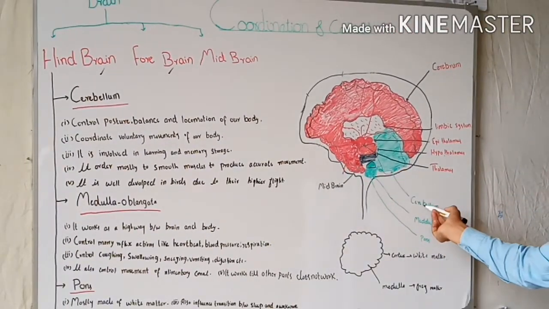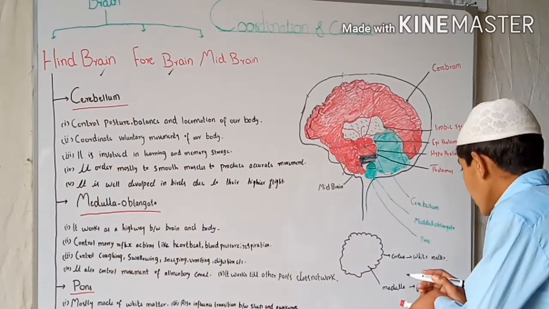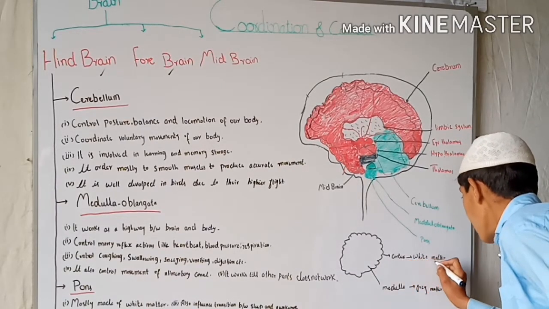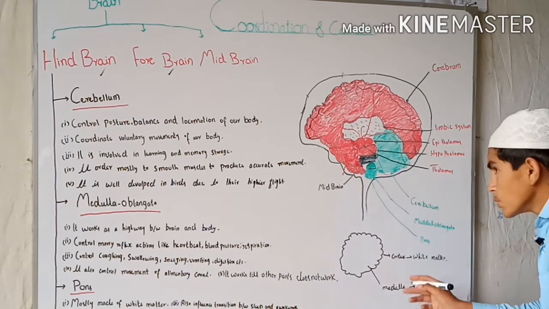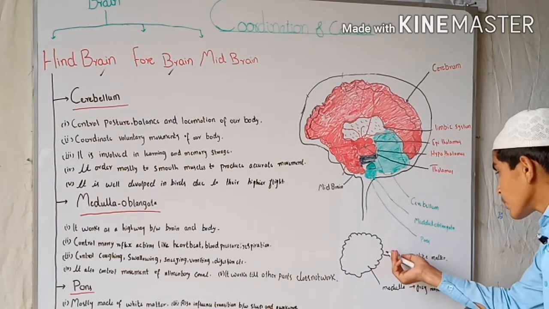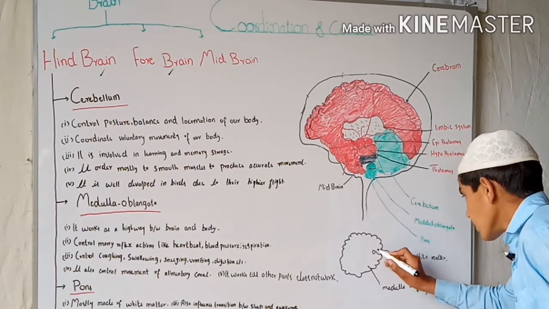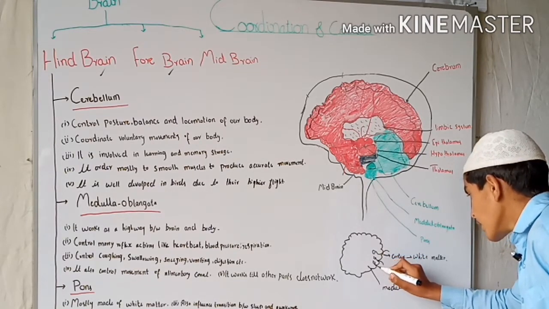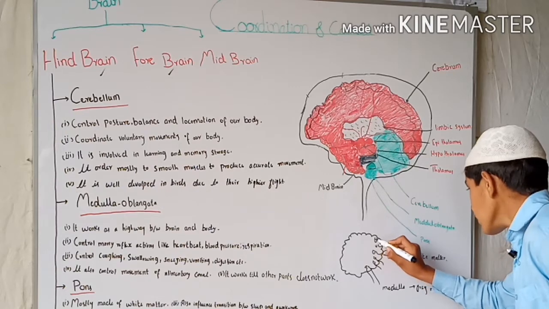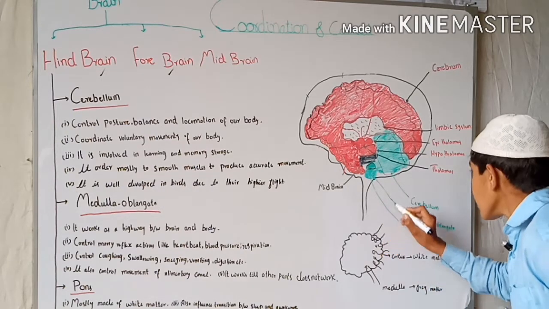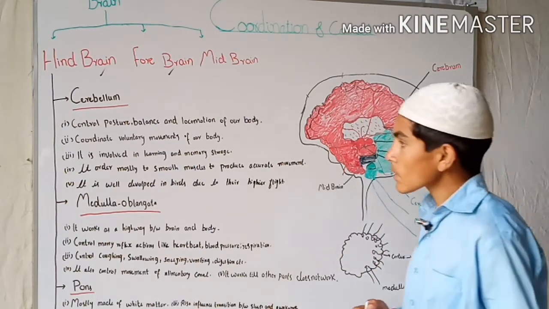So let's first talk about the cerebellum. The outer part of the cerebellum, the cortex, is made of white matter. You already know about white matter. It consists of the axons of the neurons. So the cell bodies are present in the medulla, while the axons are present in the cortex part of the cerebellum. Okay, so let's talk about its function.